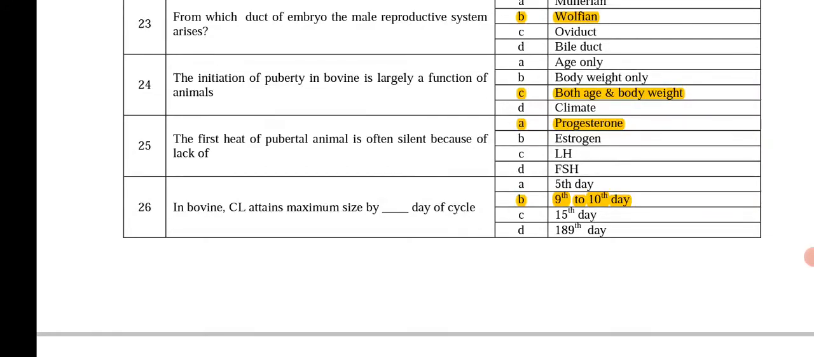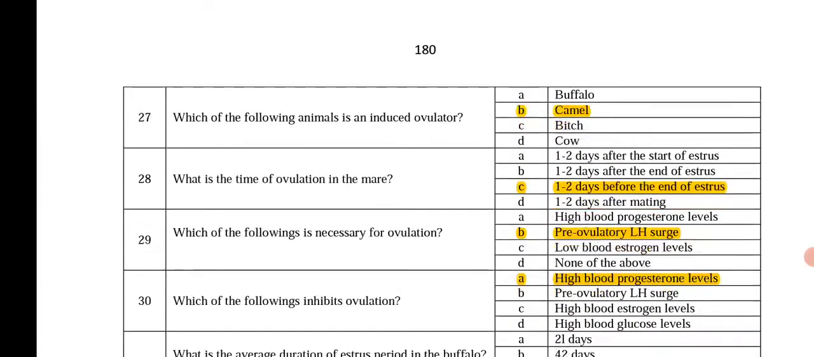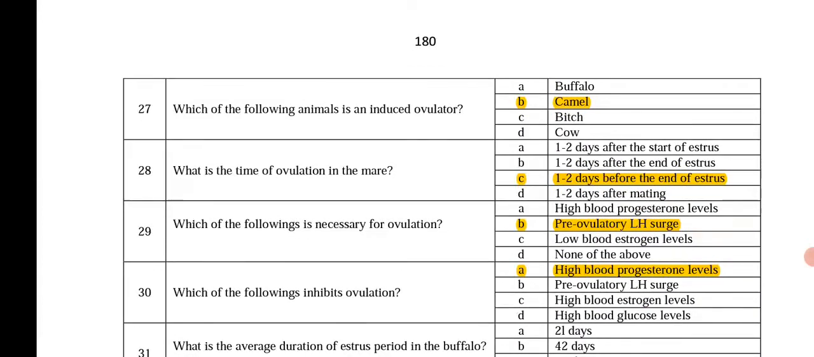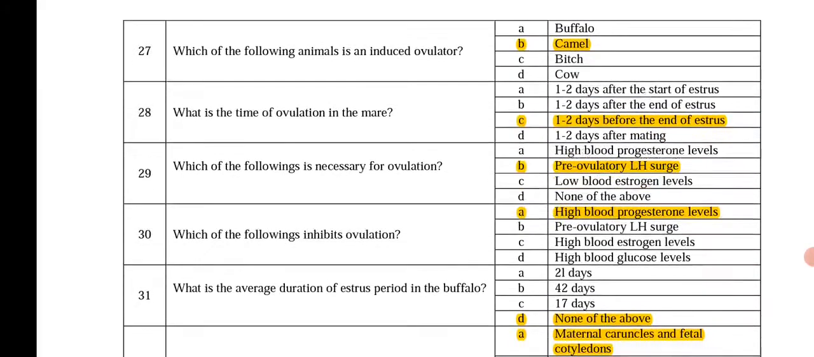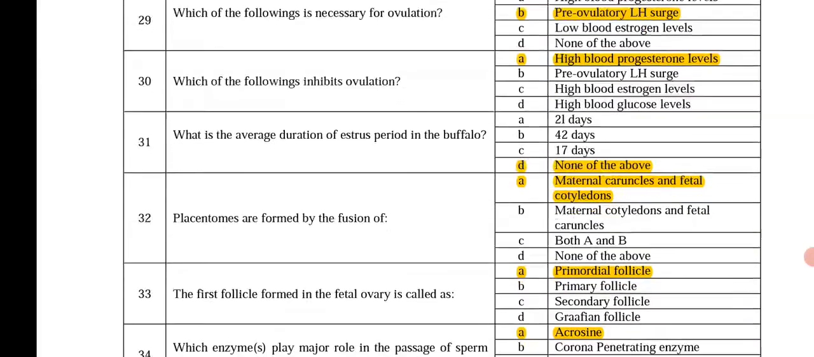In bovine, corpus luteum attains maximum size by ninth to 10th day of cycle. Which of the following animals is an induced ovulator? Camel. What is the time of ovulation in mare? 1 to 2 days before the end of estrus. Which of the following is necessary for ovulation? Pre-ovulatory LH surge. Which of the following inhibits the ovulation? High blood progesterone levels. What is the average duration of estrus period in buffalo?